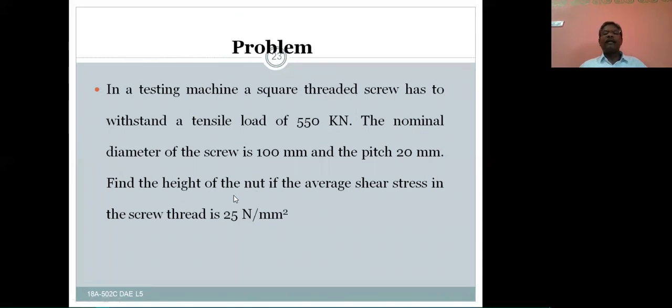Now to get the height of the nut, T is equal to P into N, where T is the height of the nut. P is already given to you as 20 mm, but N is not given. In order to calculate N, the tensile load should be equal to the shear load, that is, tensile strength is equal to shear strength. Thereby, 550 is equal to shear area into shear stress.